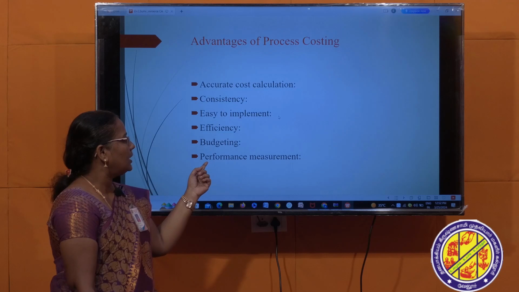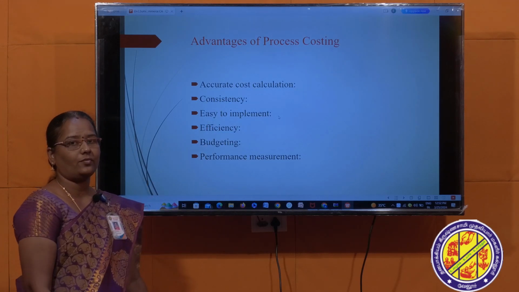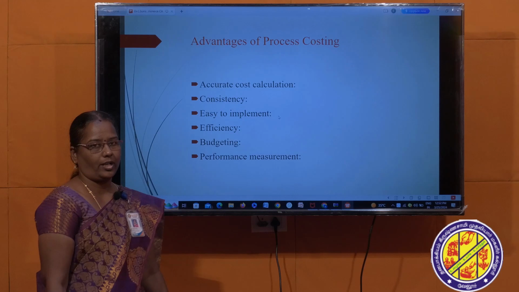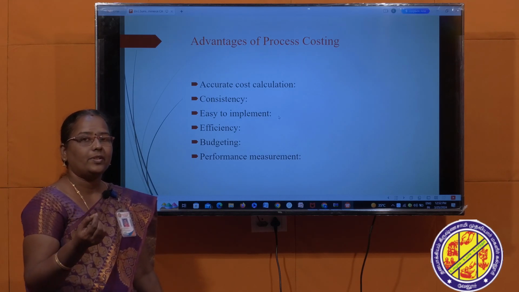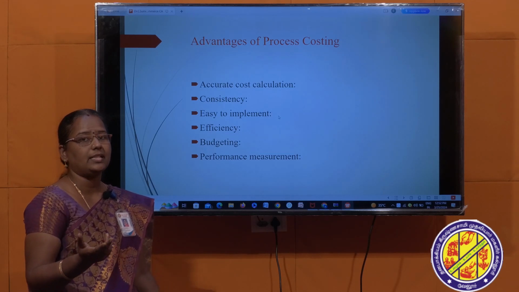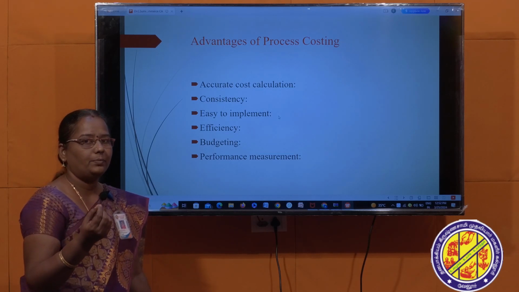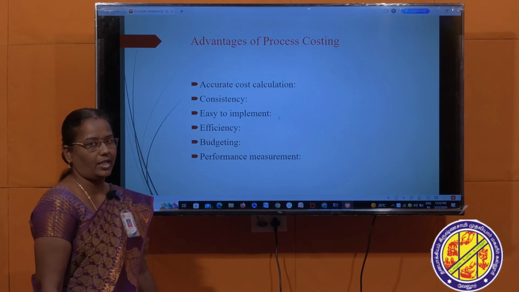Next, process costing is used to measure the performance of the manufacturing product. It may be control of the product, or productivity will increase, or it may be profitability. So, it will measure everything in the organization.